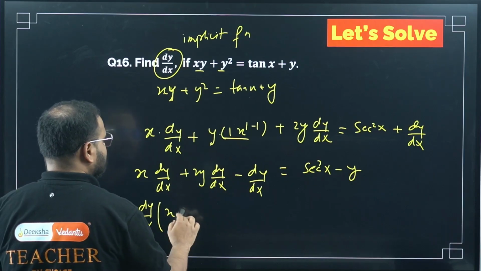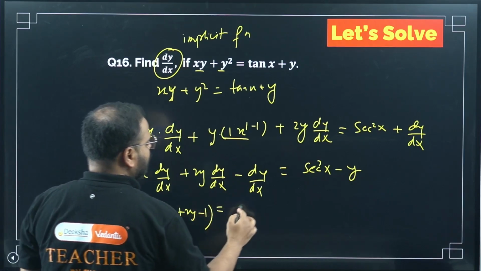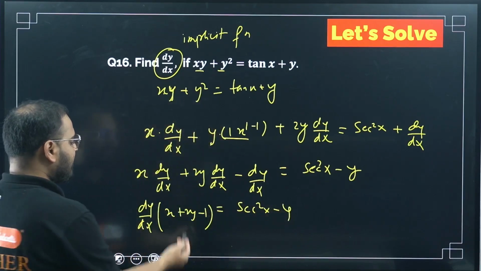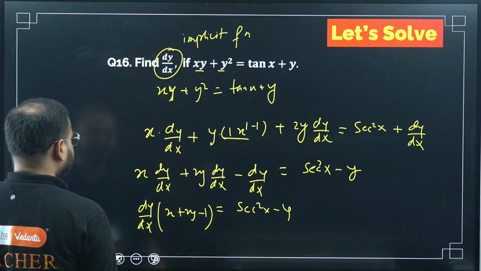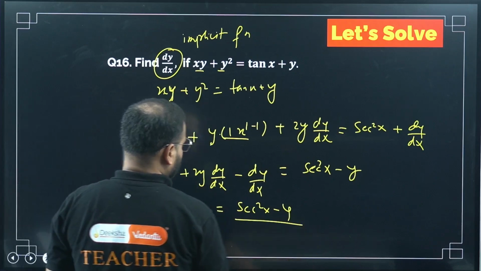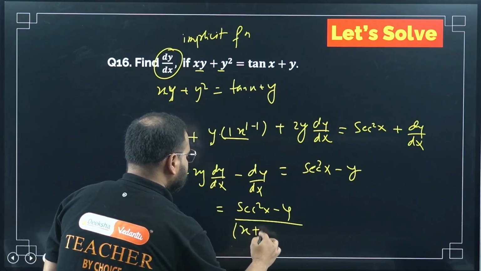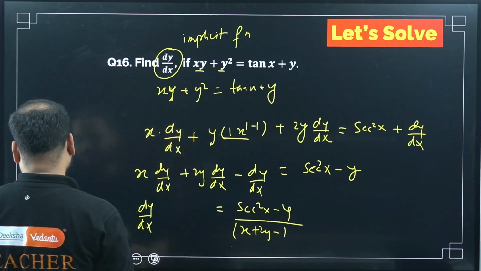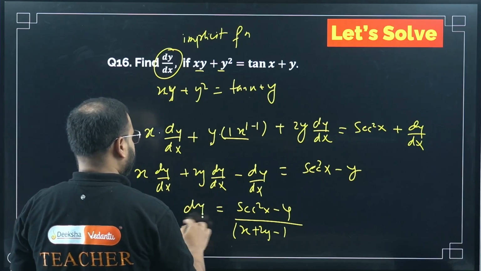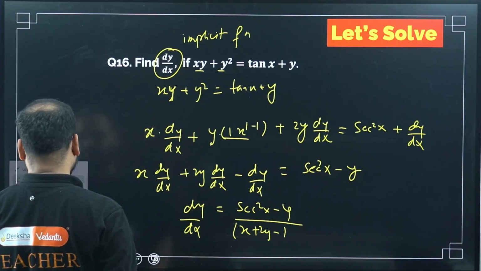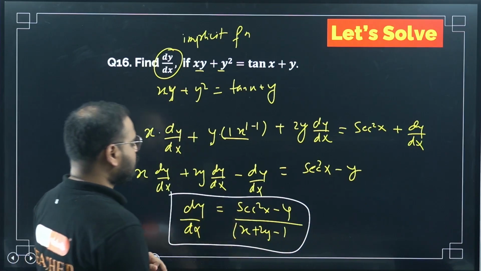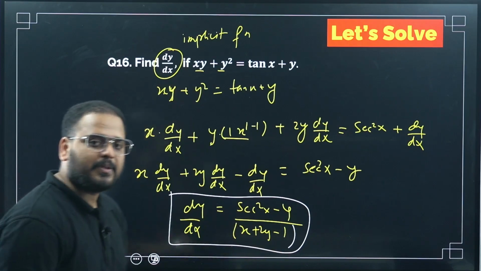How much is this? x plus 2y minus 1 equals to what? sec square x minus y. Okay, I'm looking to find this value, so I'll erase this from here and write it over there. Please check. x, what was it? It was x plus 2y minus 1. And what is this value? This is my final answer. dy by dx, please write this as your final answer: sec square of (x minus y) upon (x plus 2y minus 1). Close the bracket. Simple.